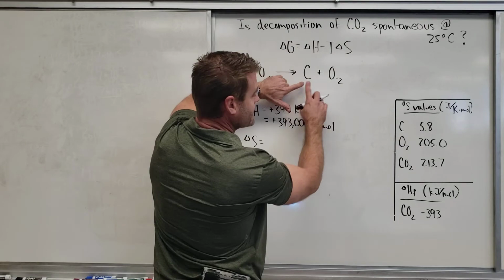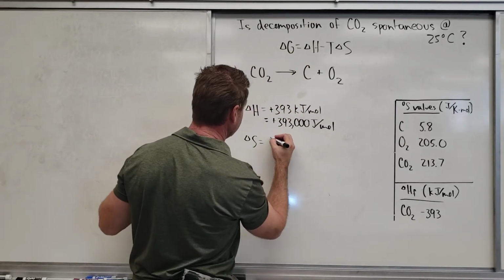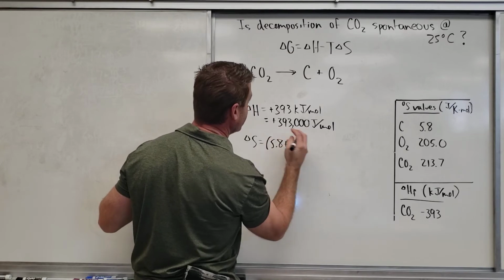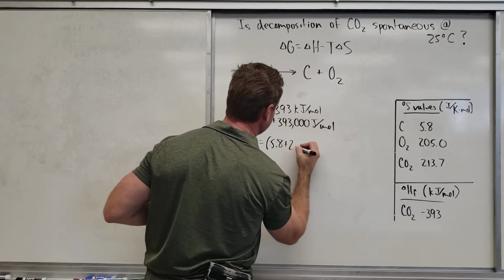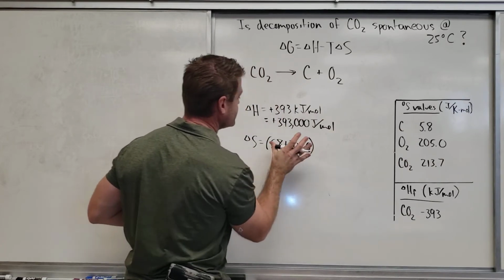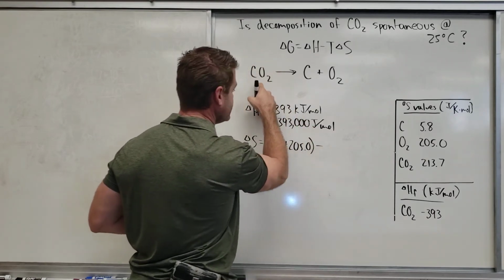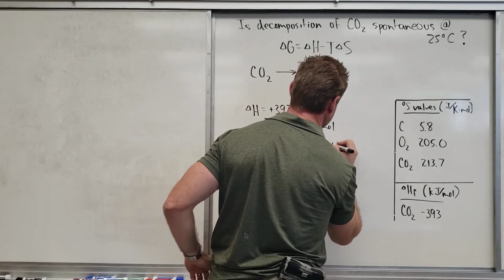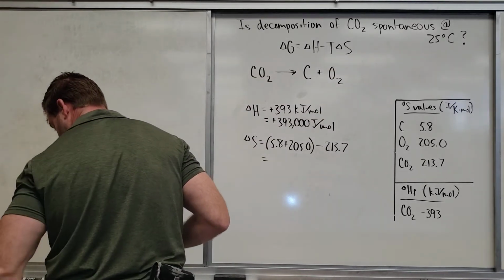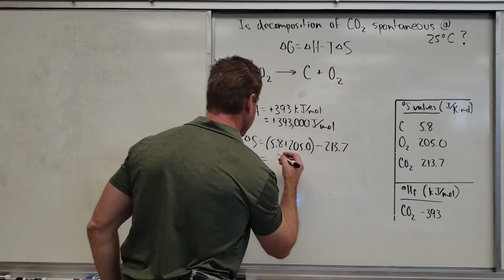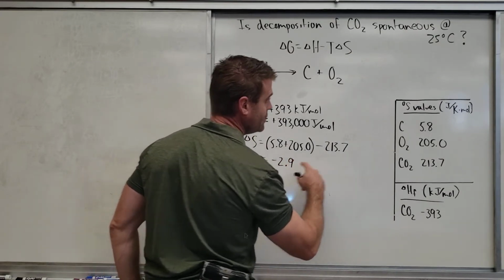So anyways, I got my delta S. I'm going to get my products. Remember, it's always products minus reactants. So the entropy of my product carbon is 5.8, plus the entropy value of oxygen, which is 205, and that's the sum of my products minus that of the reactants. The entropy value for carbon dioxide is 213.7. So I do that, and I already did it to make life a little easier. It's negative 2.9.